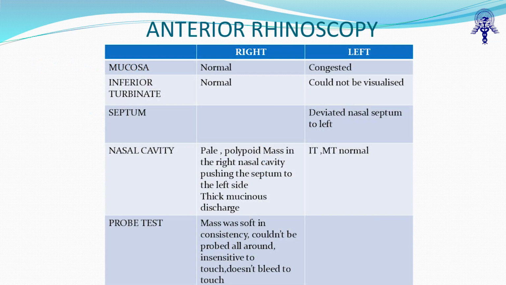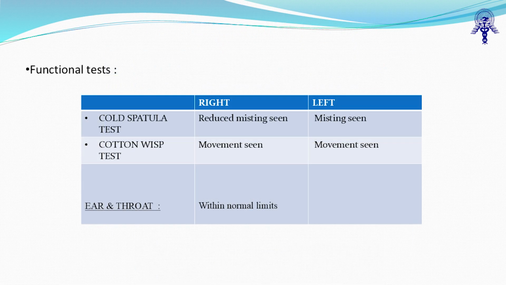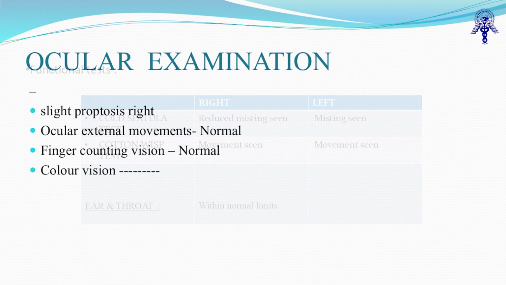I will just give you the salient features of the examination. Primarily the patient has a right nasal cavity pale and polypoid mass, which is filling the entire nostril, and the septum is deviated to the opposite side, which is the left side. The mass was soft in consistency and could not be probed because the mass is presenting at the anterior nares. It is pale and polypoid looking and does not bleed to touch. These are the most important salient features of the mass. On the cold spatula test, obviously on the right side there is no misting.